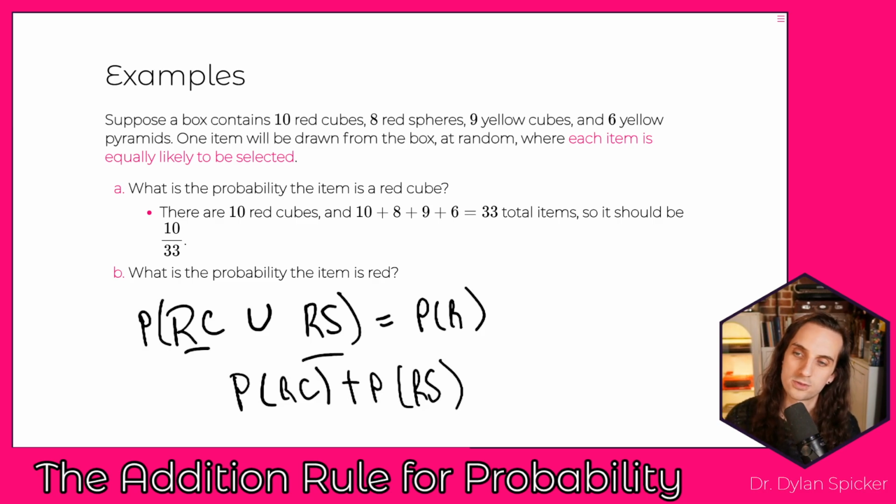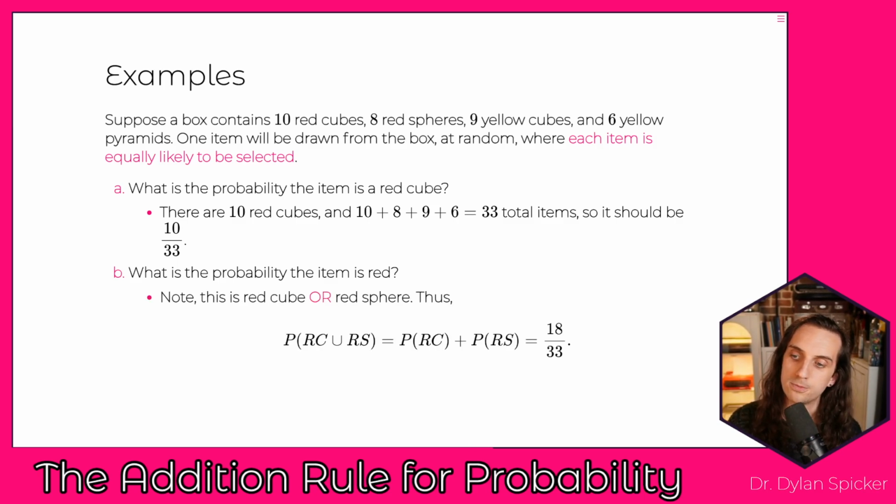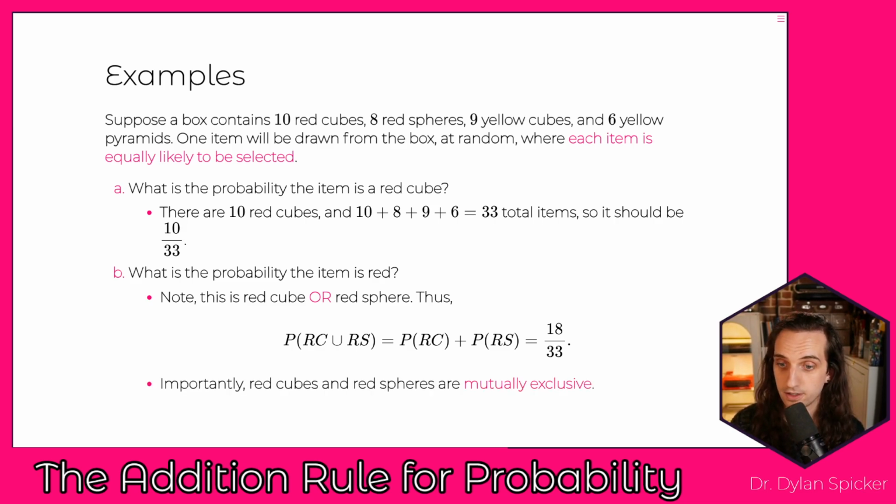And we can work out both of those. We already found that the red cubes had a 10 out of 33. Red spheres are going to have an 8 out of 33. And so in total, that's going to give us 18 out of 33. So for red cube or red sphere, we have red cube union red sphere, which is red cube plus red sphere in the probabilities. So that gives us 18 out of 33.